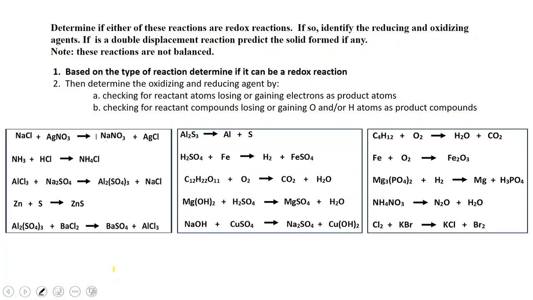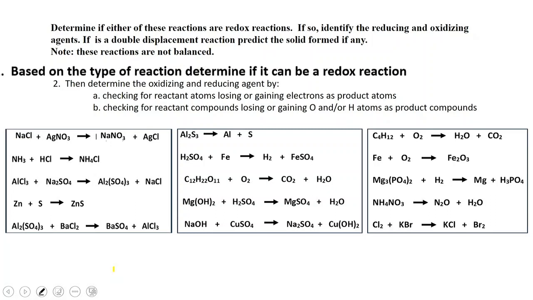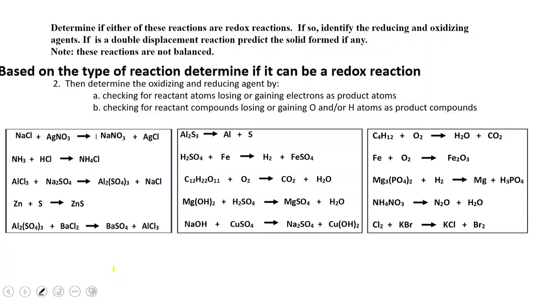So here we're going to take a look at these reactions, same reactions that we looked at in a previous video, and we're going to figure out if we can determine these reactions as a redox. Well, from the very first slide, we said that a redox reaction can be decomposition, single replacement, combination, or a combustion reaction. So remember those to determine what can be a redox reaction.